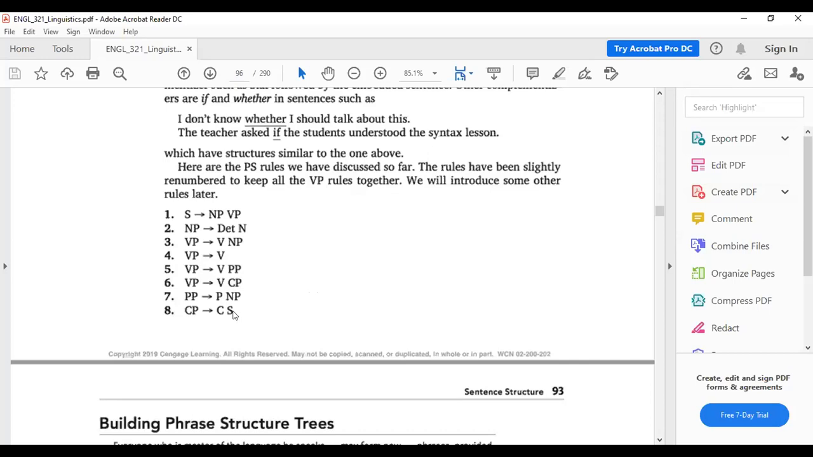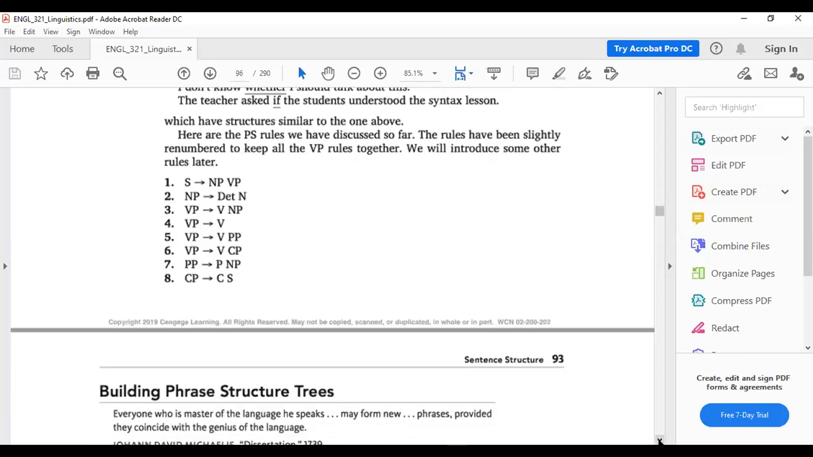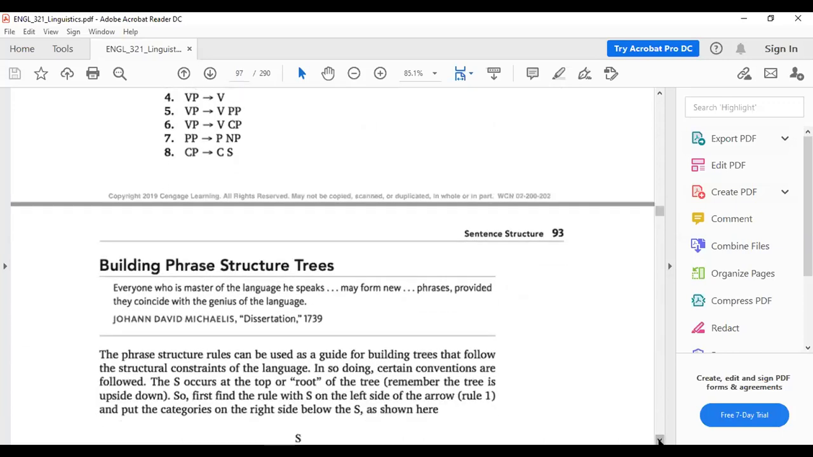Please, you need to know these rules. You need to learn them. These are the rules that Chomsky and his colleagues started in the 1960s. So they were the beginning. And of course, they developed. I'm sorry that we don't have enough time during this semester because we need to move to semantics.